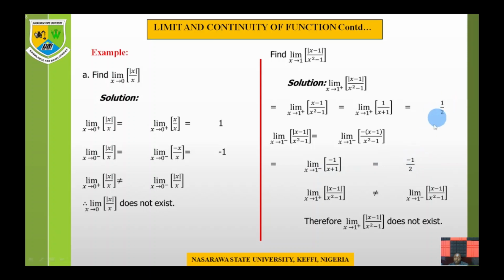Now, if you compare the two, you can now see that they are not the same. That means the limit of this function when x approaches 1 from the right is not the same as the limit of the same function as x approaches 1 from the left. Therefore, the limit of the function does not exist, as we earlier mentioned.